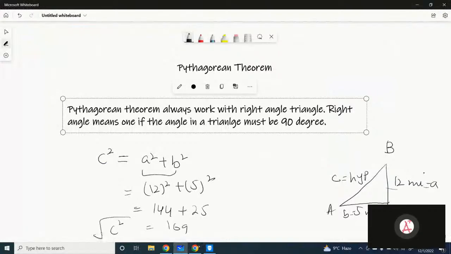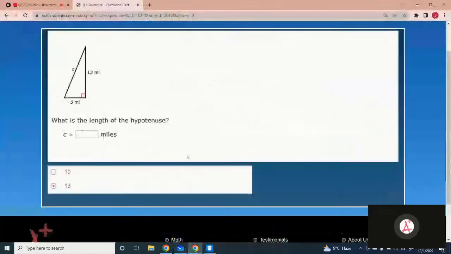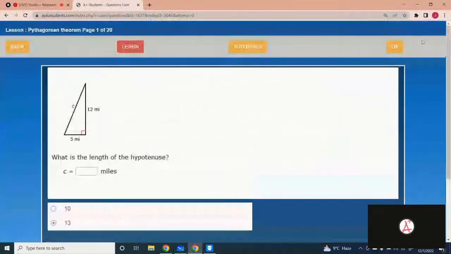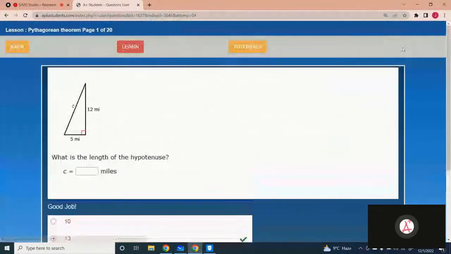So square root both sides. The square and square root get cancelled, and square root of 169 equals 13. That means the side length of C is 13. You can see it is greater than the other two sides, isn't it? Yes, it is. Just select the correct option, then click on the OK button.